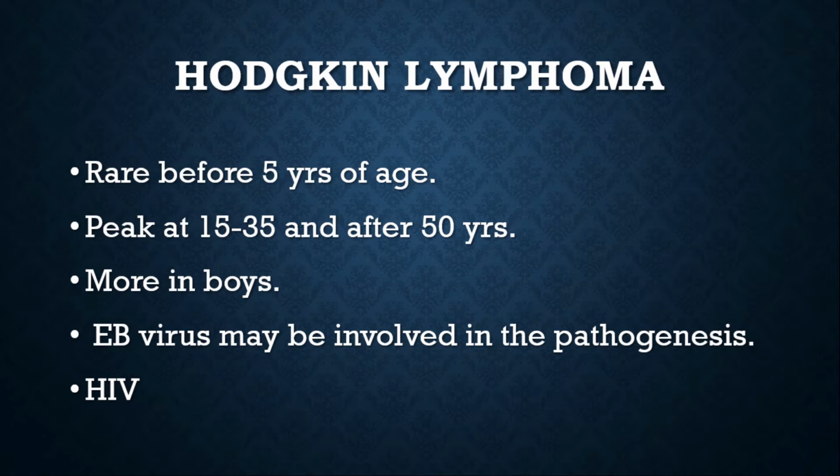Hodgkin lymphoma is rare before 5 years of age, and the disease has a bimodal curve for presentation. That is to say, it affects two separate age groups. First peak at the age of 15 to 35, and a second peak after the age of 50. Hodgkin lymphoma is more common in boys, and both EB virus and HIV/AIDS may be involved in the pathogenesis.